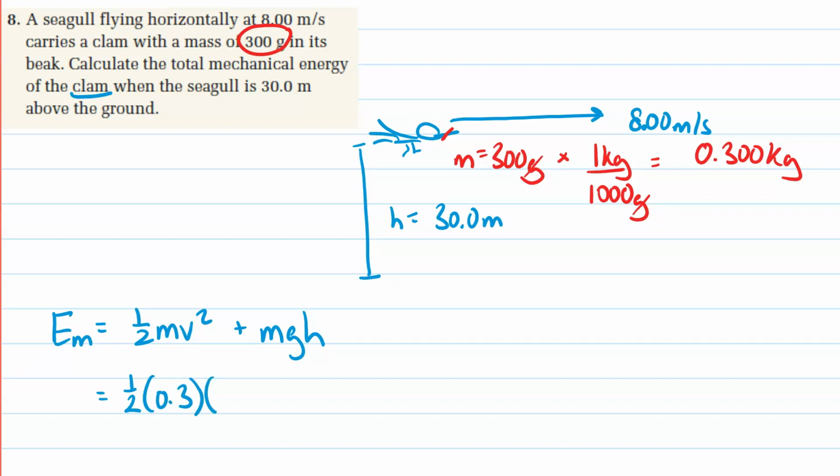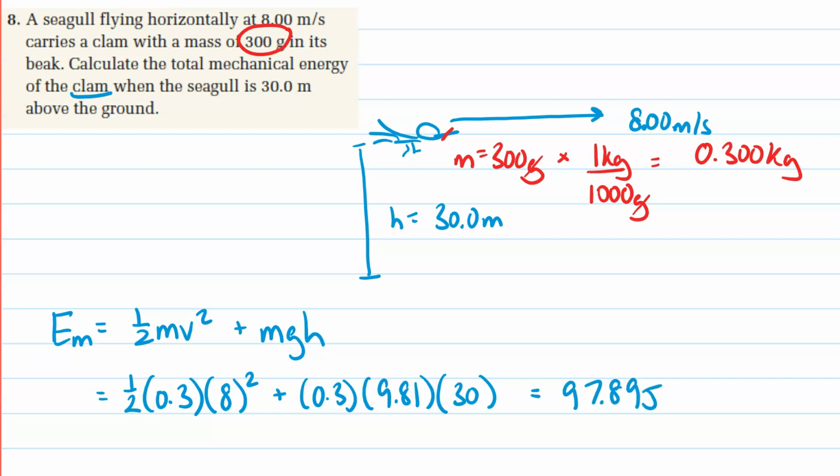Your speed is the same speed as the seagull, 8 meters per second, that you're squaring. Add that to a mass of, again, 0.3 kilograms. g, since we're on Earth, is 9.81 meters per second squared, and the height is given to us as 30 meters. Plugging it all into our calculator, we get 97.89 joules, but our data has 3 significant digits, so we should end up with 1, 2, 3 significant digits. Our final answer should be 97.9 joules.